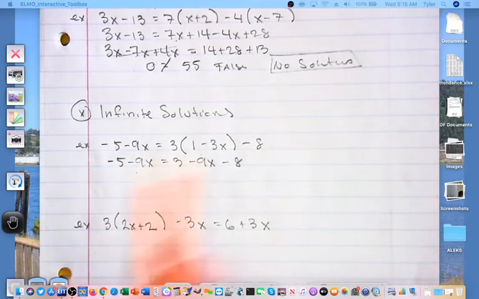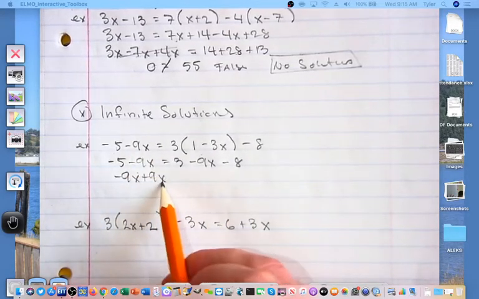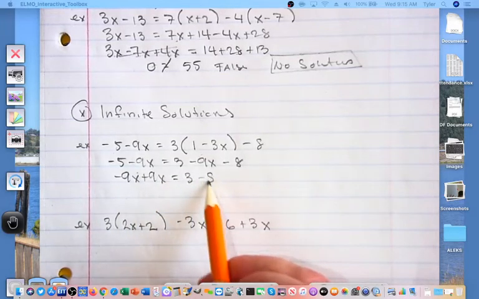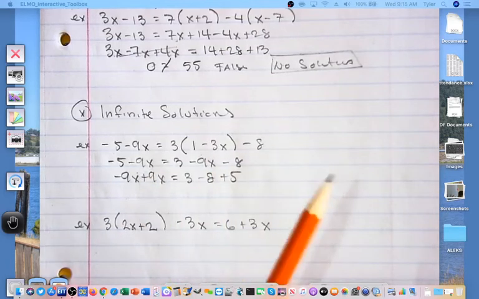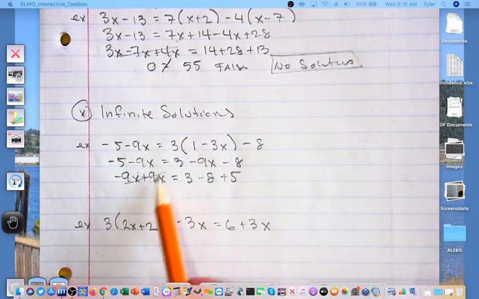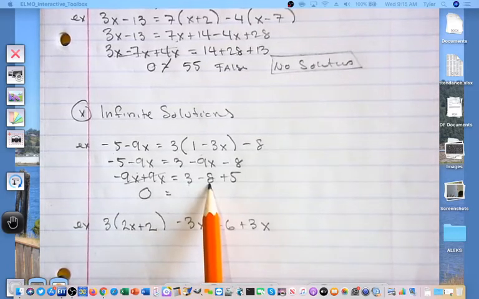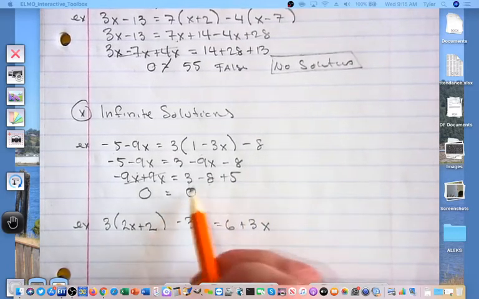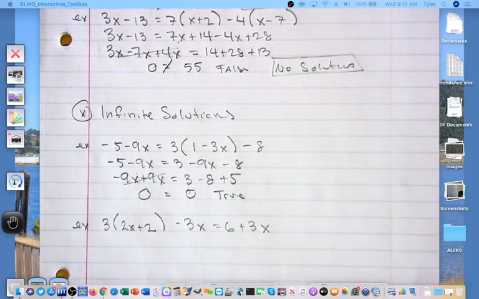Let's move our variables to the left side. I have negative 9x plus 9x equal to 3 minus 8 plus 5. Now, similar to the last problem I did, my variables eliminate each other. However, let's see what happens here. 3 minus 8 plus 5, that's going to equal 0. This is a true statement, but my variables have been eliminated.